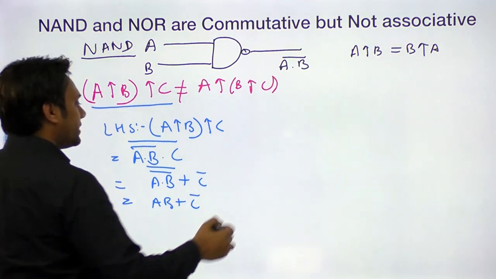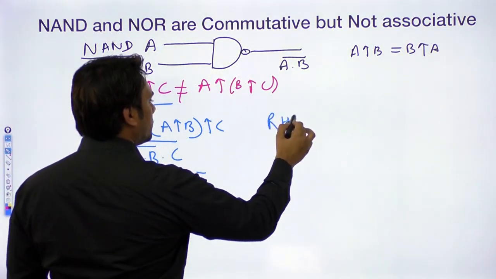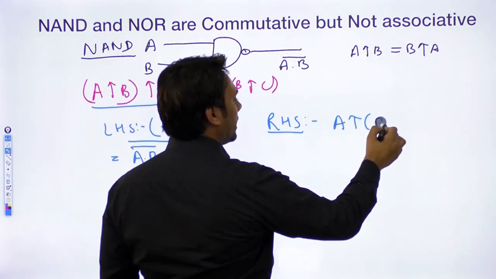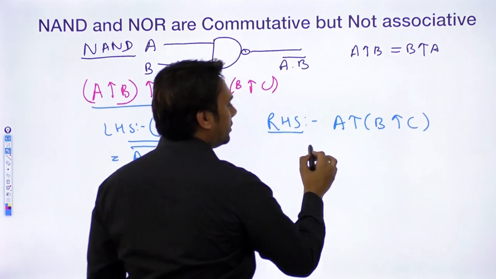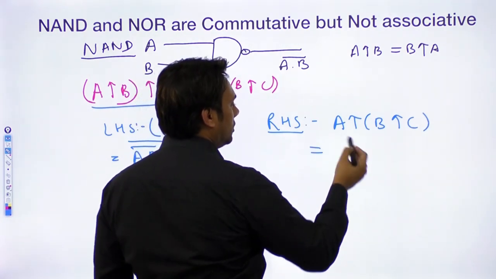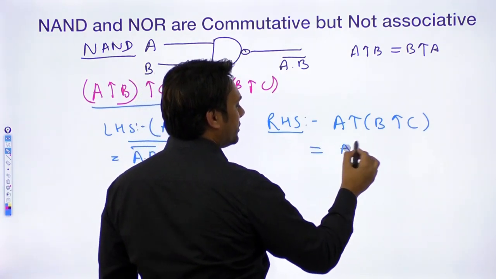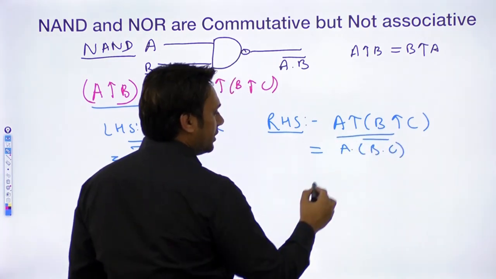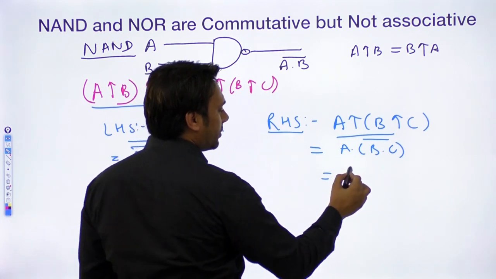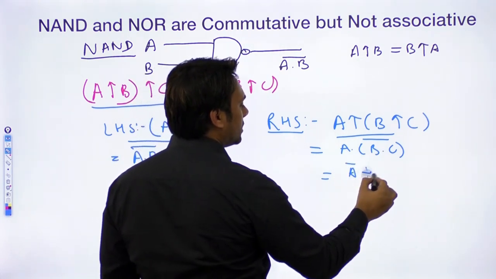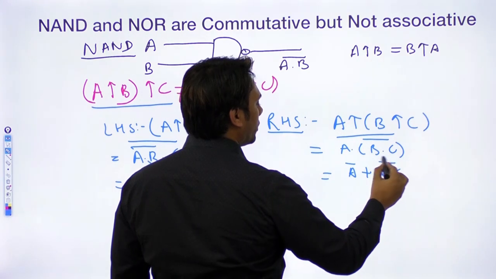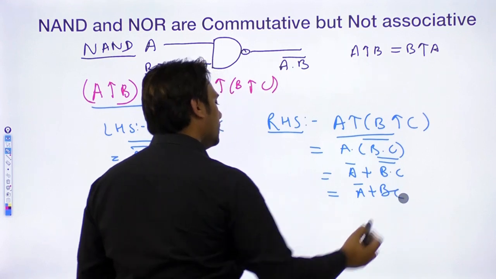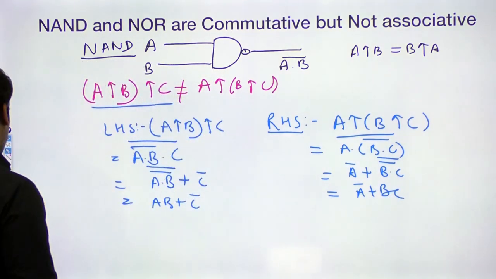In the same way, I can take the right hand side. So what is the right hand side? Right hand side says it is A NAND (B NAND C). So again, let us first convert it to AND gate. So A and (B and C) complement, whole complement. Again, you can apply De Morgan's law on this. If you apply De Morgan's law, this is A complement plus (B dot C) complement complement, which is equal to A complement plus BC.